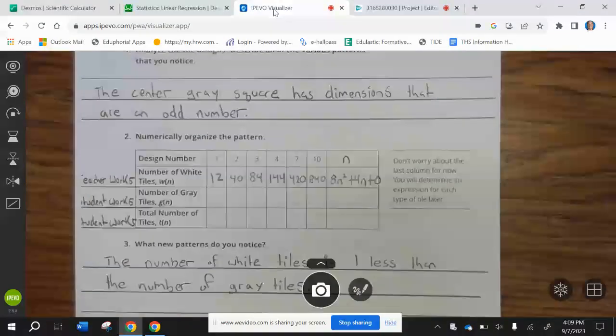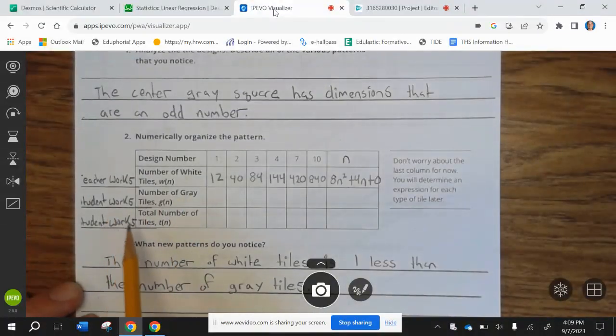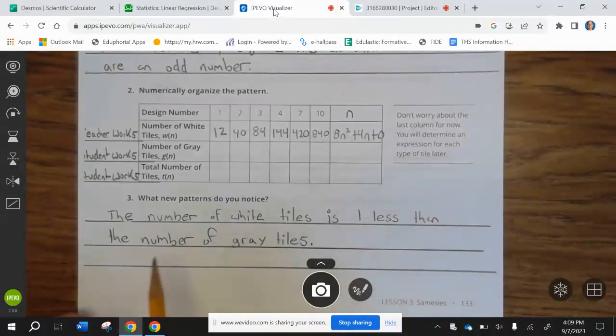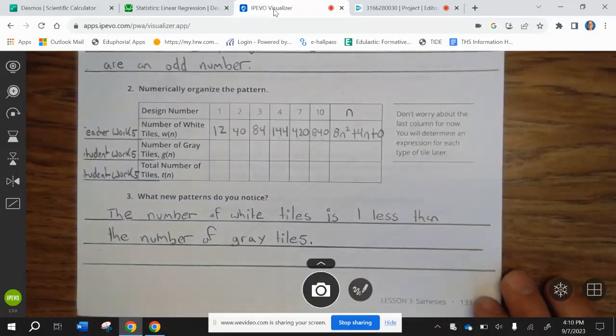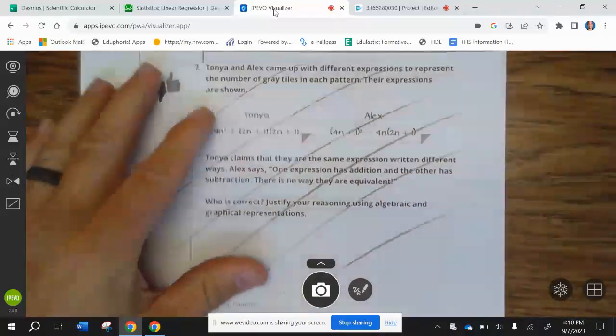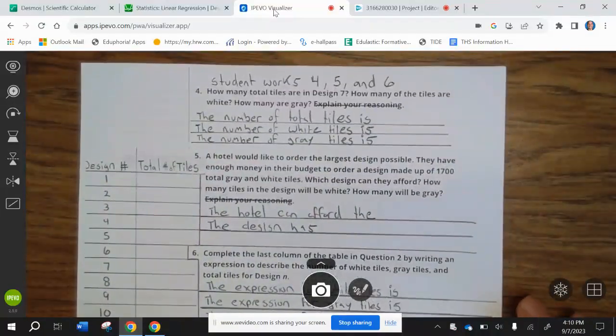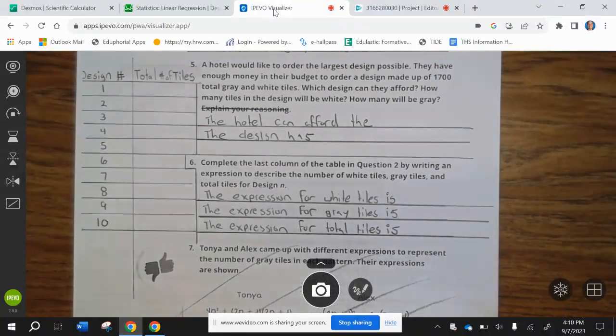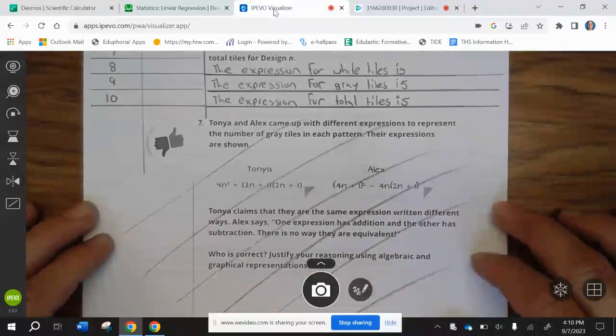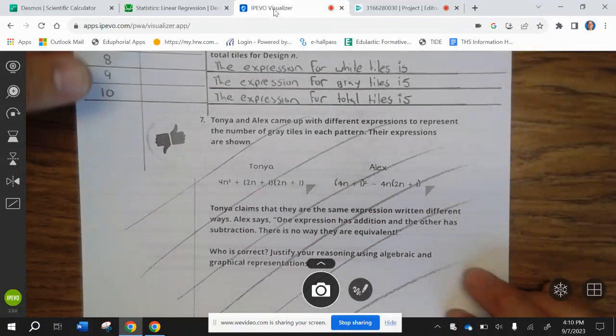So there we go. Now the student's going to work the gray and the total. And then once you've done that, you can answer number 3. All right, let's take a look at the next page. All right, the student works 4, 5, and 6. So the student works 4 and 5 and 6. And then you can omit or skip 7. All right.